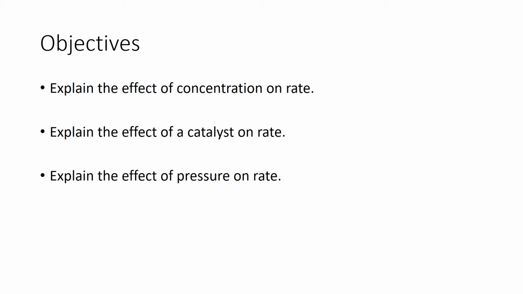So as I said, last lesson we looked at the collision theory or the principles of collision theory. We also looked at the effect of temperature on rates of reaction, and we looked at the effect of surface area on rates of reaction. Today we're going to be looking at the effect of concentration on rates of reaction. We're going to explain the effect of catalysts on rate of reaction, and we're going to explain the effect of pressure on rates of reaction. So those three things we're looking at today: concentration, catalysts, and pressure, and how they affect the rate of reaction.